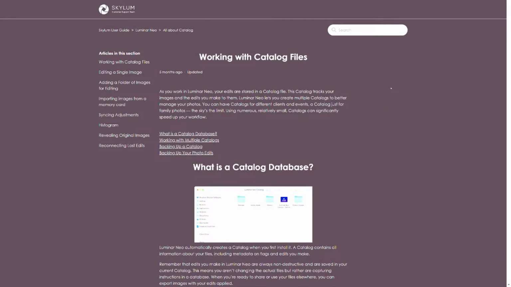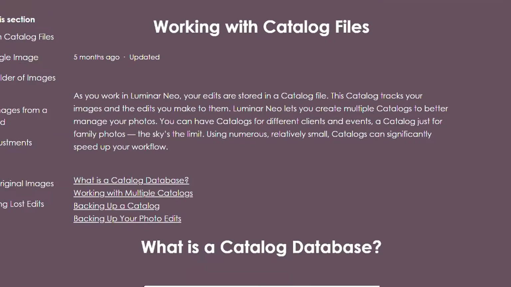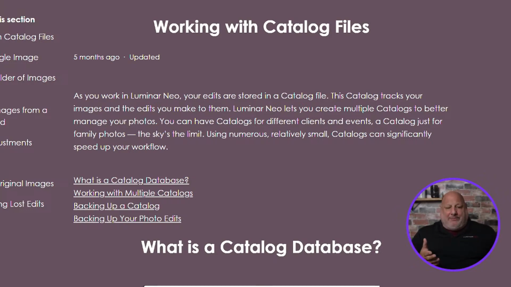Let me zoom in just a little bit for you. Good. First of all, the main thing is, what is a Luminar Neo catalog? Think of the catalog as a database, and it's going to help you manage your photos. When you bring images into Luminar Neo, you're not copying those images. They're staying on your hard drive, in the location you chose. You're using Neo to reference where those images are. So again, think of it as a database.